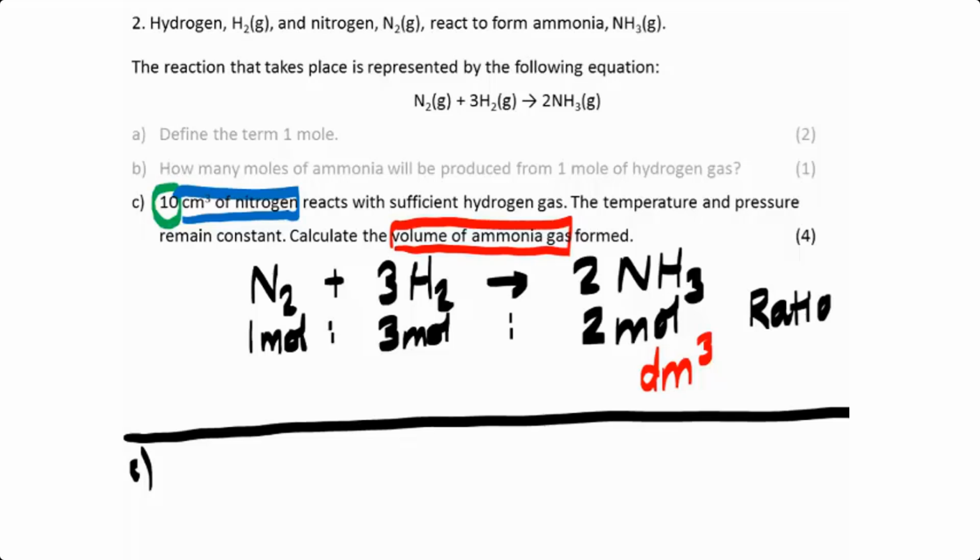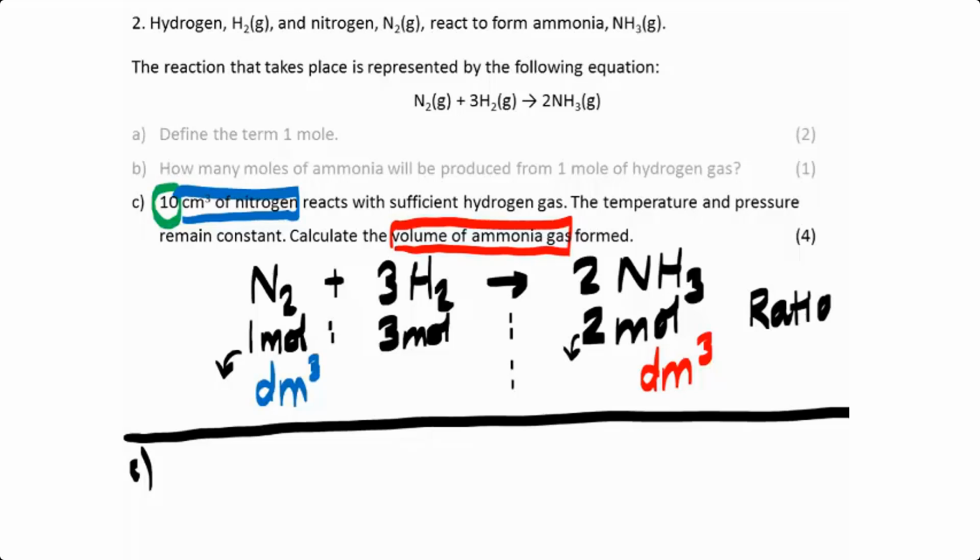So we are asked the volume of ammonia. What are we given? 10 centimeter cubed of nitrogen react. So that's what's given. It's again a volume. So let's say decimeter cubed nitrogen is to decimeter cubed ammonia. I haven't finished yet. How many decimeter cubed is to how many decimeter cubed? Nitrogen to ammonia. So we can ask ourselves, 1 mole of nitrogen, how many decimeter cubed is that? 2 mole of ammonia, how many decimeter cubed is that?